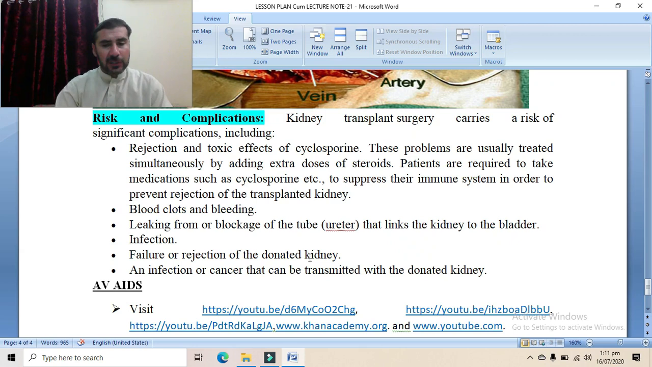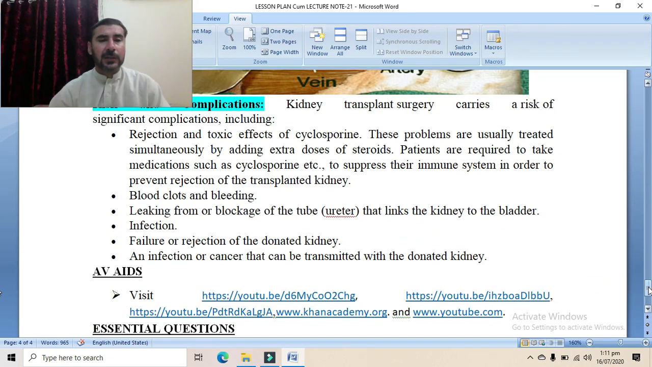Failure or rejection of the donated kidney, infection or cancer that may be transmitted with the donated kidney. This is another risk, that the donated kidney may carry any infectious particle or any cancerous cells along with it.